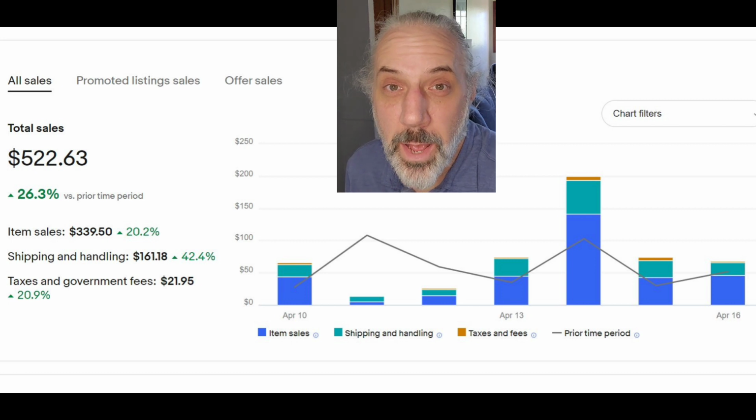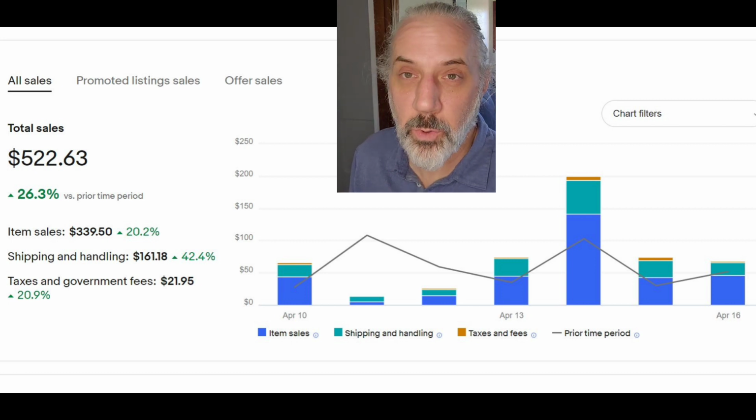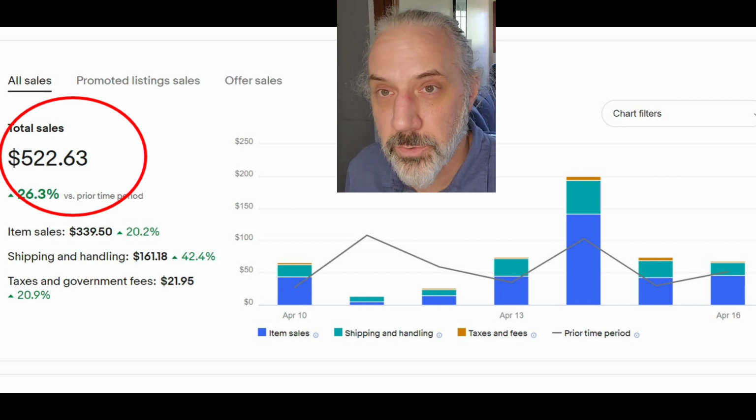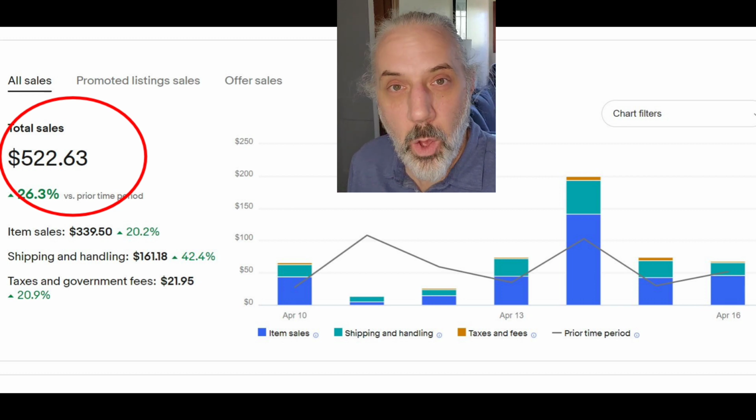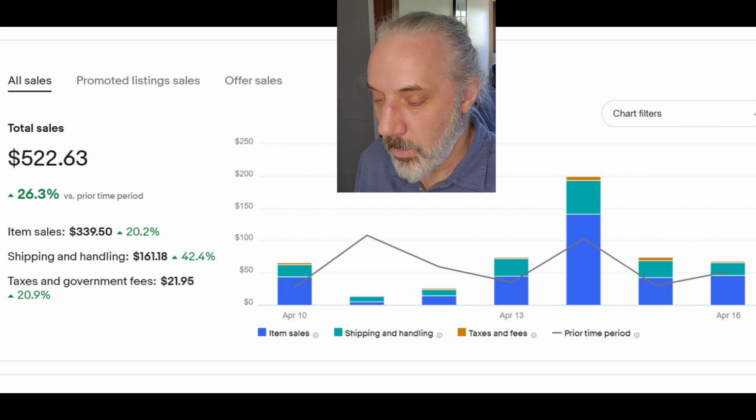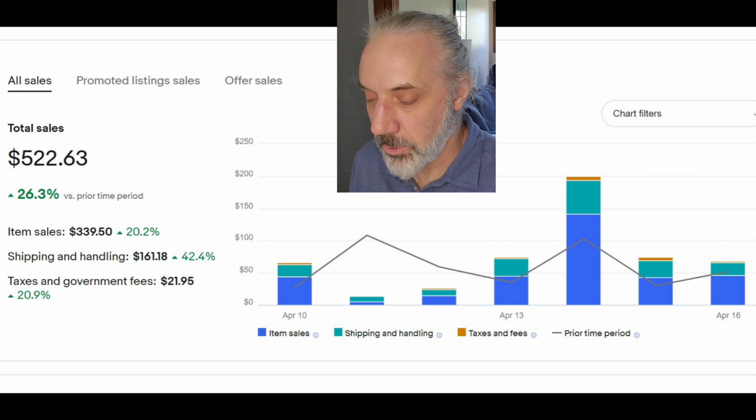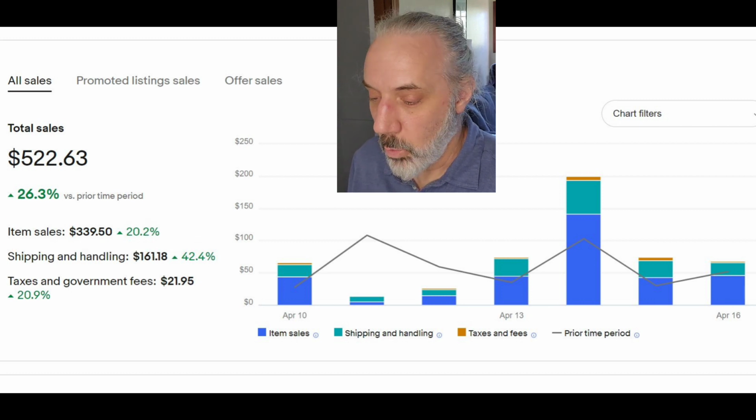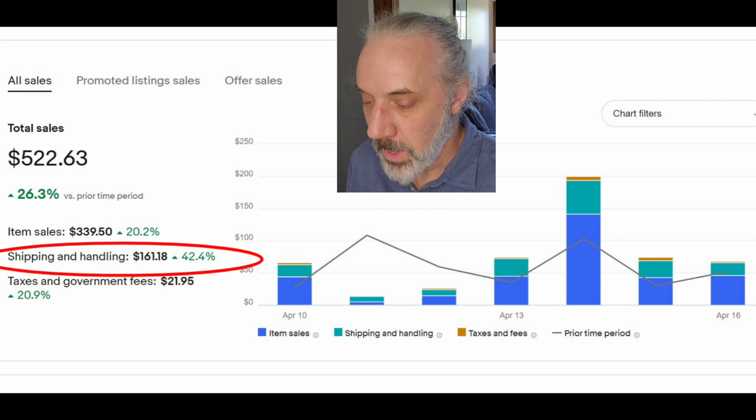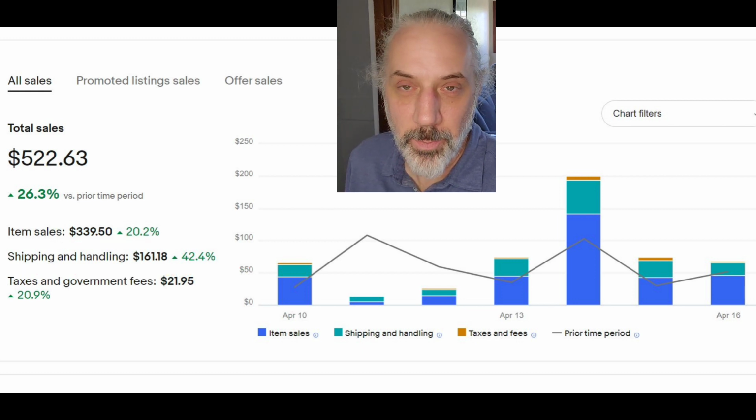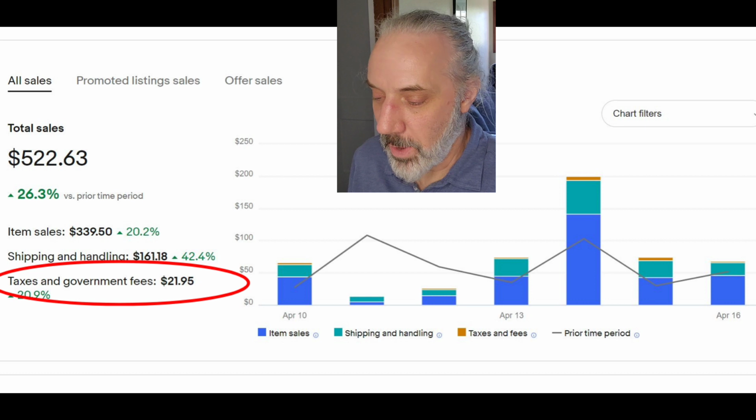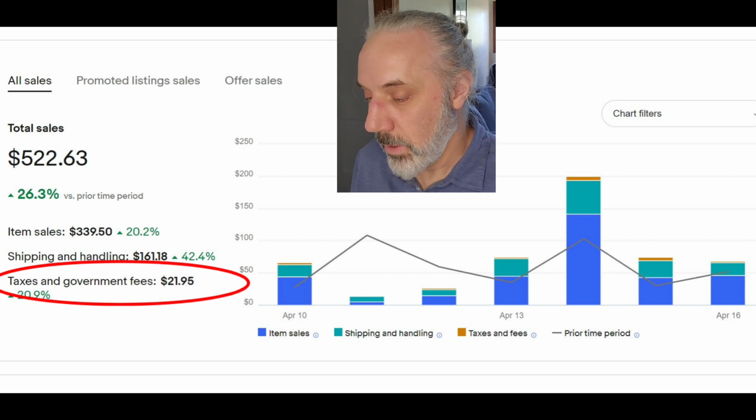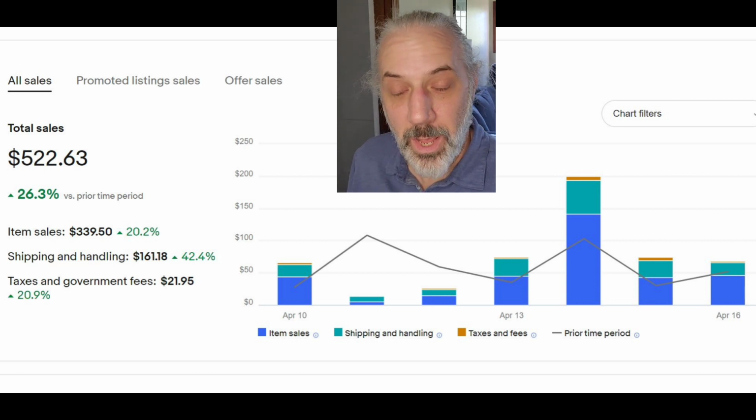Okay, this chart breaks down my sales per day for the week. You can see my total sales, once again, $522.63. That's what all the buyers were all in for. Now, part of that is, of course, the item cost. The item cost for those sales, $339.50, and the shipping and handling that the buyers paid, $161.18. And of course, they also paid taxes and government fees, $21.95.